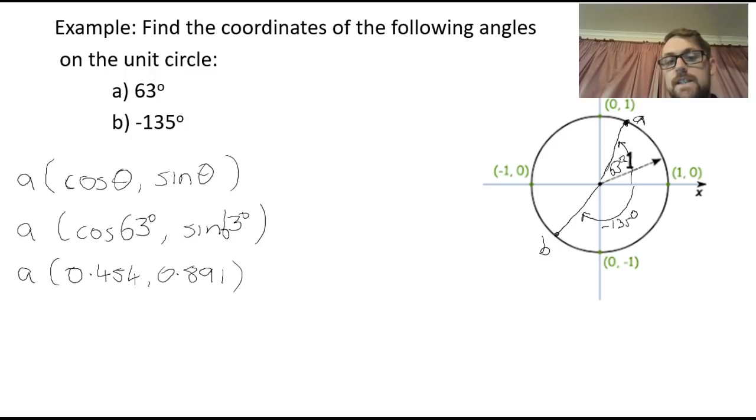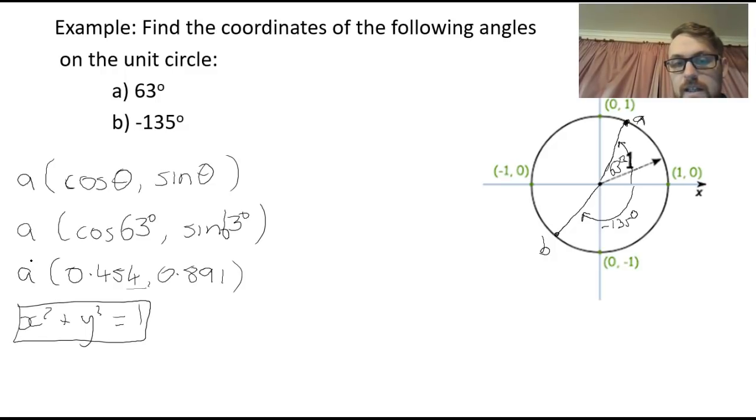Now, the way we can check this is legitimate is if we take the x squared plus the y squared, it should equal 1. Now, I've rounded this, so it's not going to be exactly 1, but it should be approximately. And I want you to put this in your calculator now. Put the x coordinate squared plus the y coordinate squared, and see if you get an answer equal to 1.